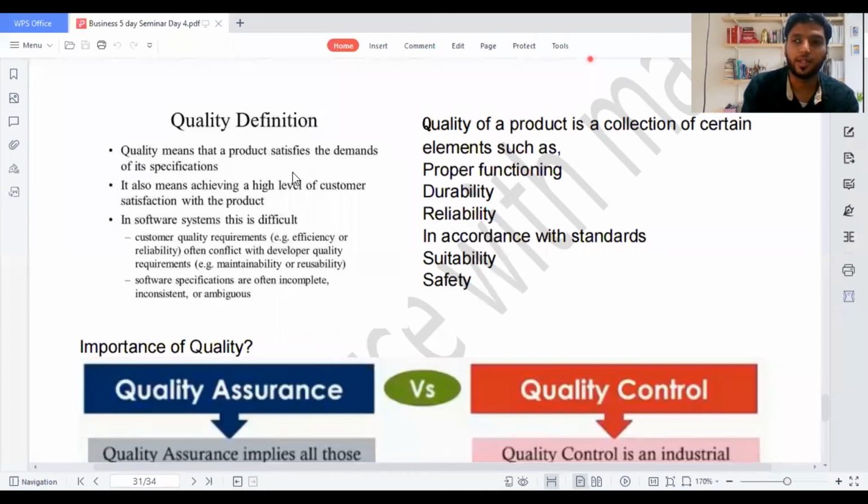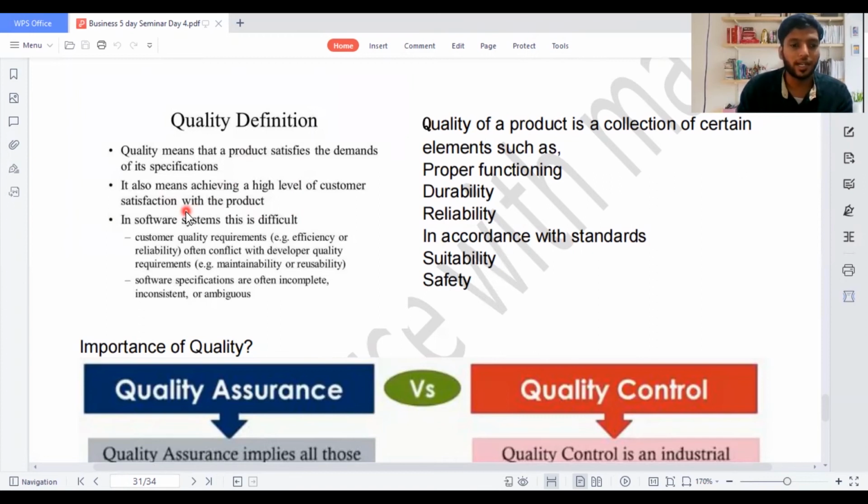So I'm going to explain what quality is, first of all. Quality is something a customer expects for the money he pays. In a production department, the main concern is quality. If you can produce the product in better, super quality, people will love the product and they will be purchasing again and again. So to make the quality better, you need to know the meaning of quality. Quality means that a product satisfies the demand of a specific area, and also means achieving a high level of customer satisfaction with the product.